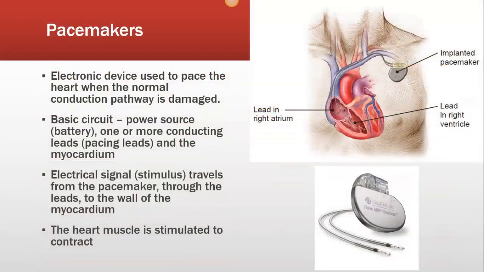So pacemakers are electronic devices used to pace the heart when the normal conduction pathway is damaged. There's a basic circuit, which is the power source of the battery, and one or more leads that go into the myocardium, and they're threaded through. The electrical signal is the stimulus that travels from the pacemaker through the leads to the myocardium, and then the heart muscle is stimulated to contract.